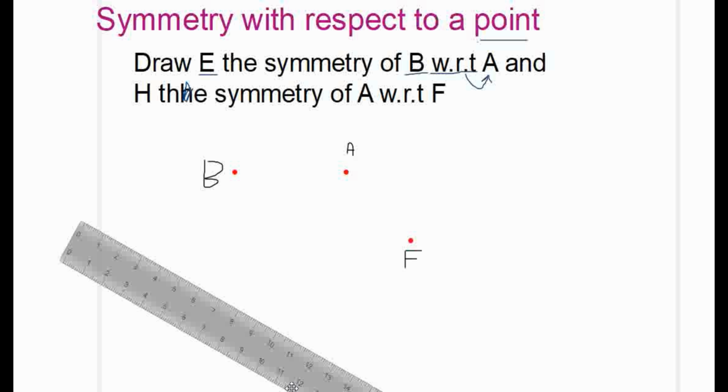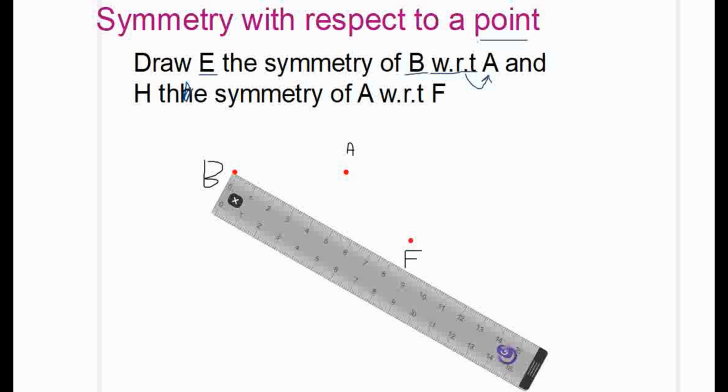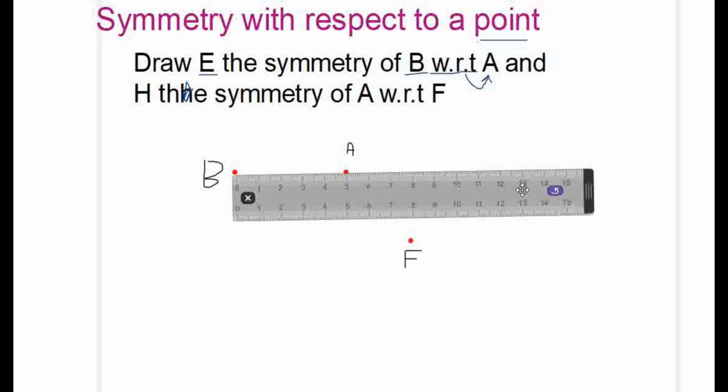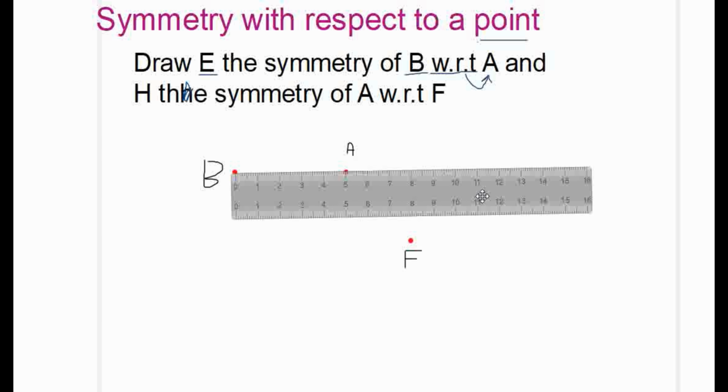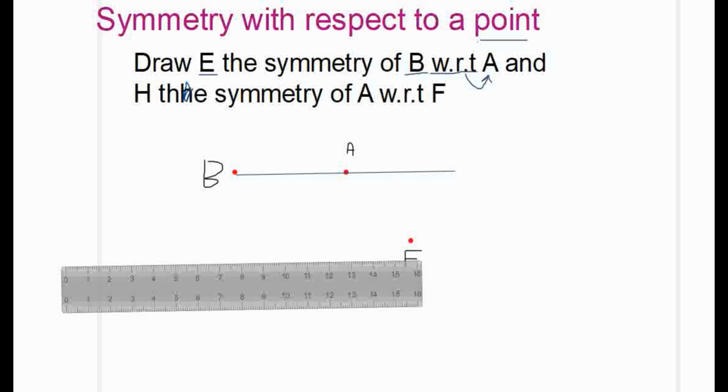First of all, we should connect B and E. I will use a ruler and draw a straight line connecting B and A. That will be 5 centimeters. So I drew the line from B to A, and then I need the same distance because A is the midpoint. So from A I will complete till 10, that will be 5 on this side and 5 on this side. The point where I ended the line is the point E. So E is the symmetry of B with respect to A.